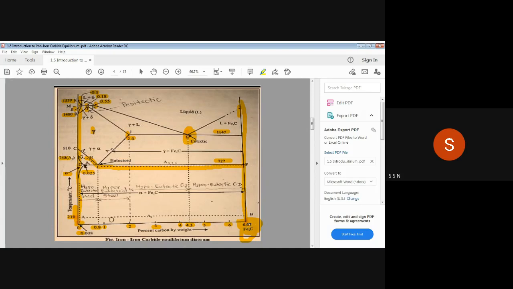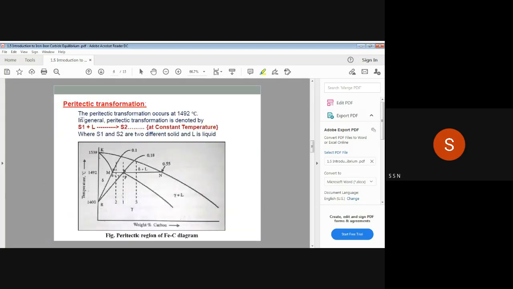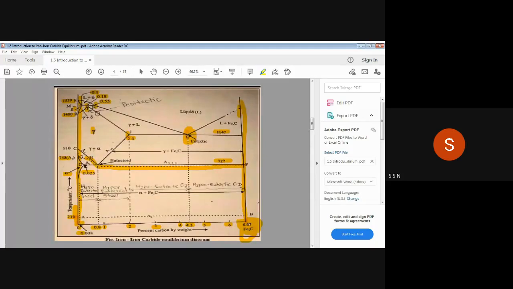So for different percentages of carbon, you are getting different phases. We will study these phases one by one in detail. For studying that, we will divide this phase diagram into three important parts, like three transformations or three small diagrams. First, I will show this small diagram, one block at a time.